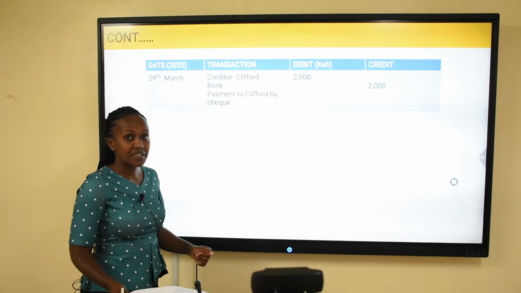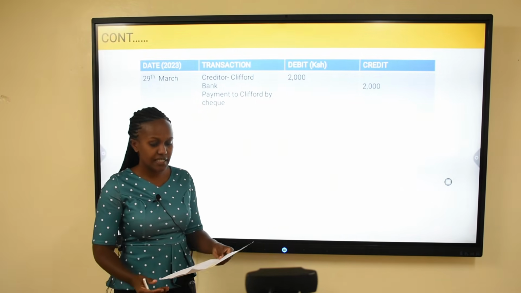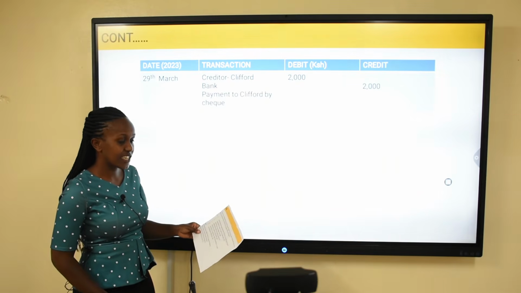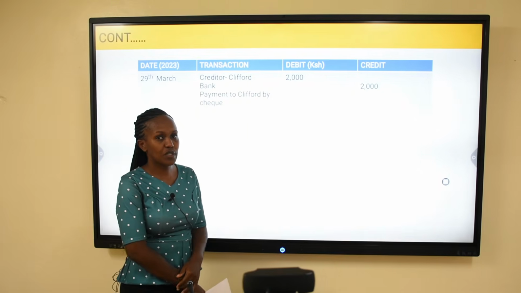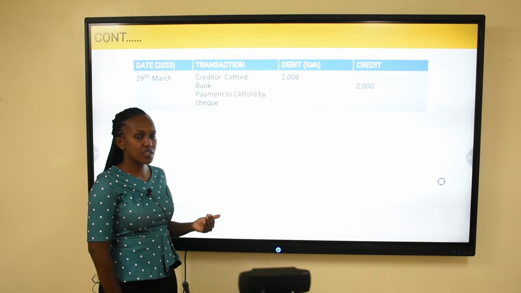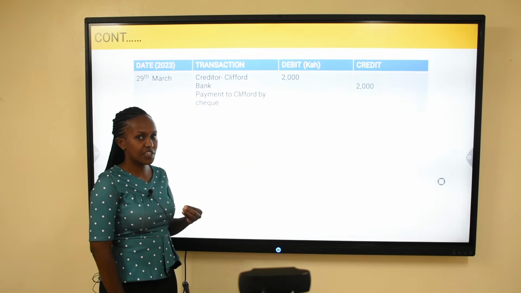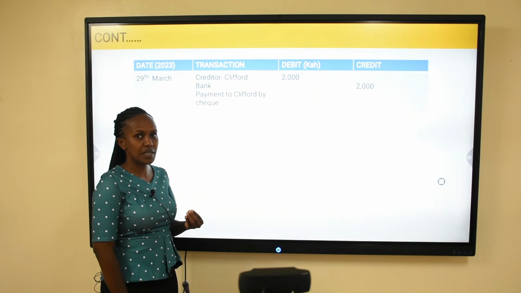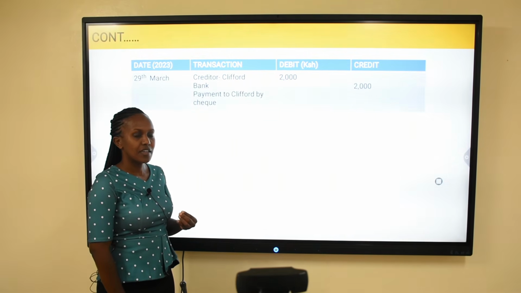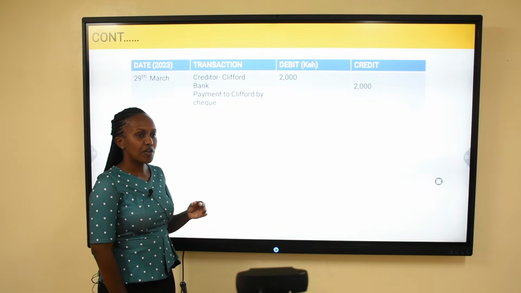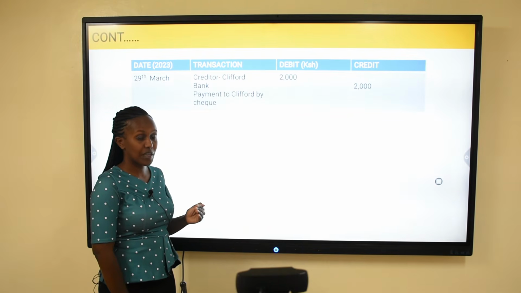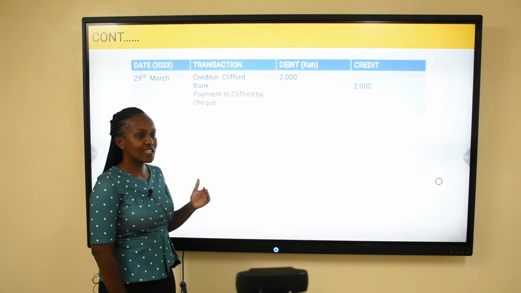So our last transaction on 29th, we see here that he paid Clifford by check shillings 2,000. Now, if you remember, Clifford was our creditor. We had bought some goods from Clifford on credit. Now, here comes a time we have to pay. When we have to pay, the two accounts being affected, number one is the creditor Clifford. The other account is the bank. Now, the amount of money that we owe to Clifford is going to reduce. Therefore, we can say that the creditor is going to reduce.